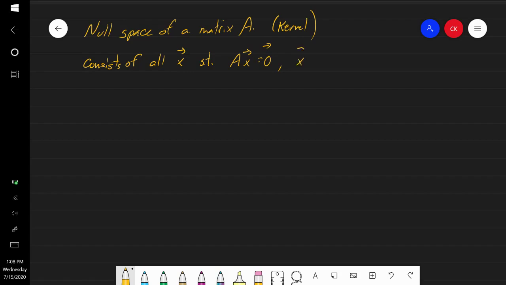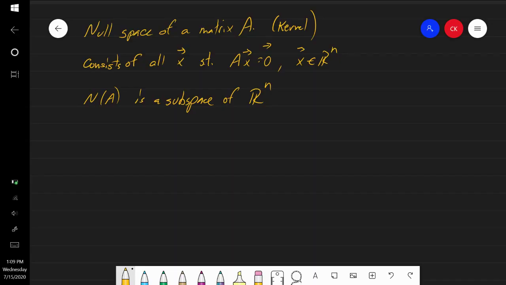And here x is an element of Rn. And we denote it by N(A). And as it turns out, the null space is a subspace of Rn. This is theorem 4 in your text.